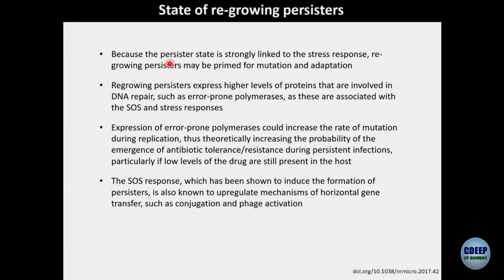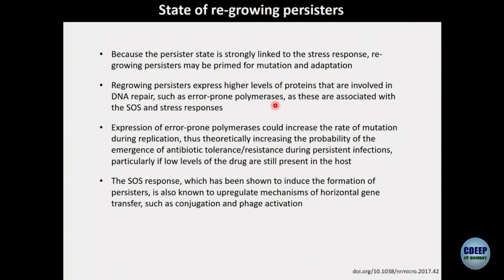Since the persister state is strongly linked to the stress response, regrowing persisters may be primed for mutation. These persister cells are called reservoirs prone to mutation. Why? Regrowing persister cells express higher levels of proteins involved in DNA repair, particularly the SOS response, particularly error-prone DNA polymerases associated with the SOS response, right? Quickly repair karna padta hai, to kya hota hai? Galtiyan hoti hai, right? SOS response, error-prone polymerases. Galtiyan matlab what? Mutations. I am slowly taking you from persistence to tolerance.